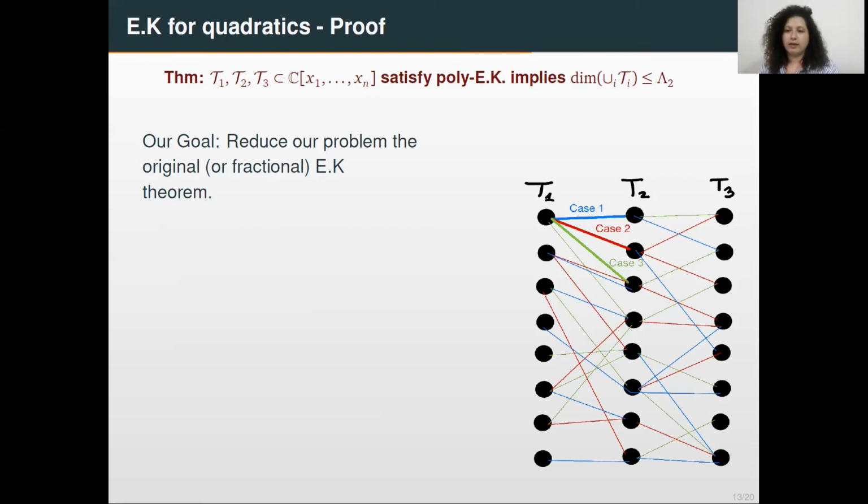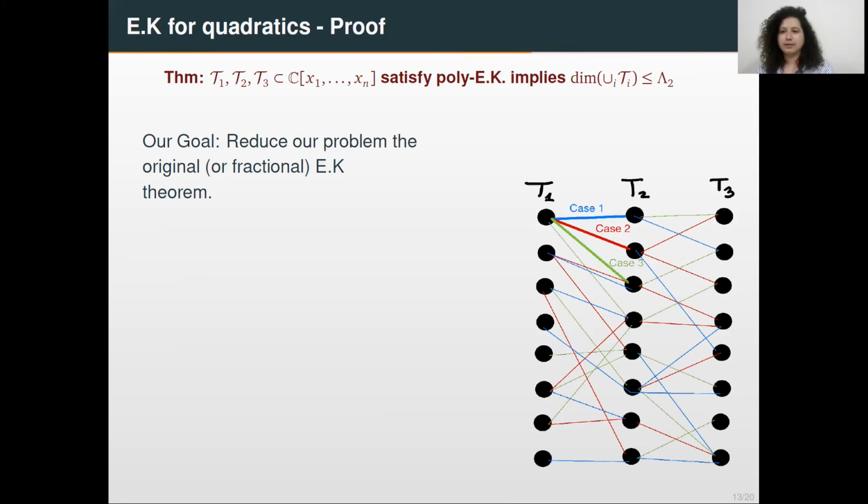So if they satisfy case 1, we draw a blue edge between them. If they satisfy case 2, we draw a red edge between them. And if they satisfy case 3, we draw a green edge between them. So we have a complete tripartite graph. I did not draw the edges between T1 and T3 just for convenience, and I did not draw all the edges. But now we study how this graph looks.